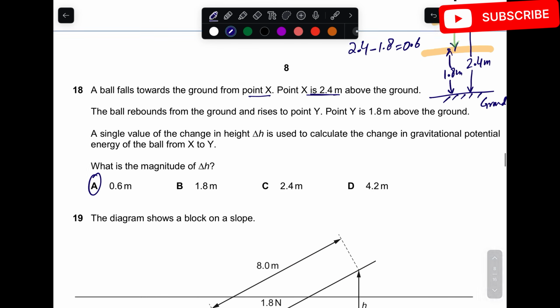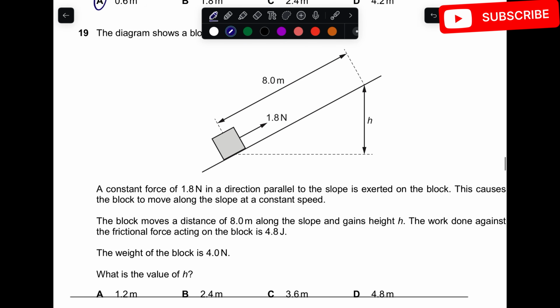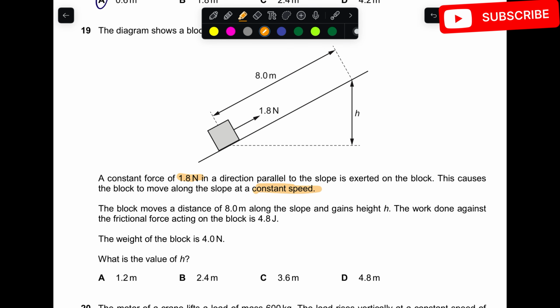In question 19, the diagram shows a block on a slope. A constant force of 1.8 newton in a direction parallel to the slope is exerted on the block. This causes the block to move along the slope at a constant speed. Okay, so if the speed is constant, it means forces are balanced. The block moves a distance of 8 meters along the slope and gains a height h. The work done against the frictional force is this. The weight of the block is this. What is the value of h?